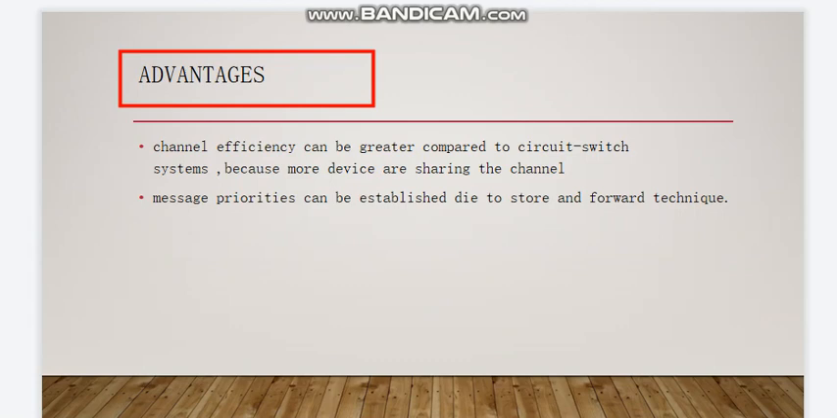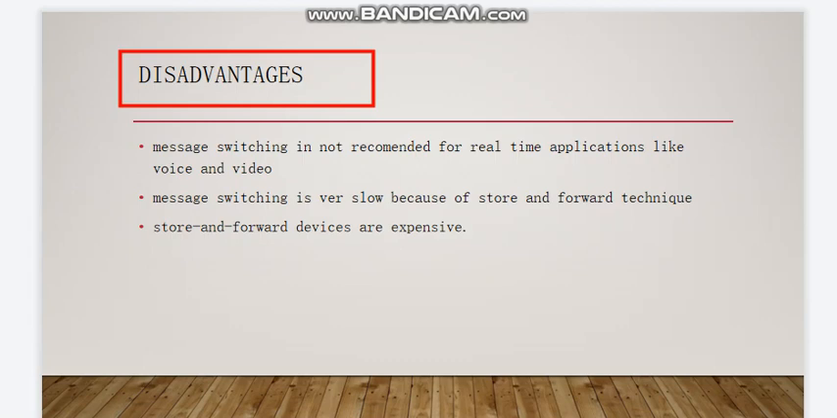Advantages. Channel efficiency can be greater compared to circuit switch systems because more devices are sharing the channel. Message priorities can be established. Disadvantages. Message switching is not recommended for real-time applications like voice and video. Message switching is very slow because of the store and forward technique. Store and forward devices are expensive.